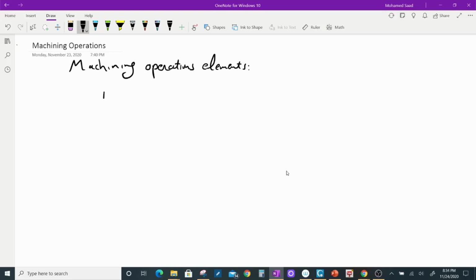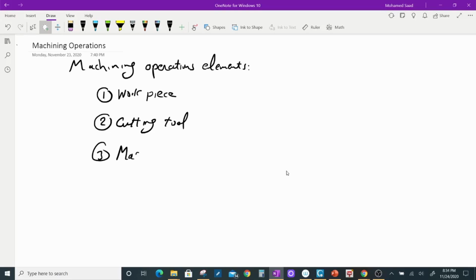we have three elements. Number one is the workpiece. Number two, we are talking about the cutting tool. And number three is the machine tool.